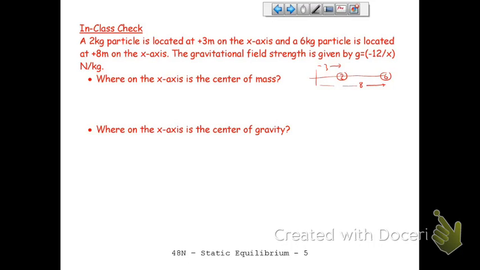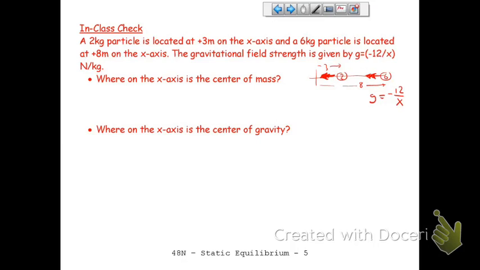So we have a 2 kilogram particle at 3, and a 6 kilogram particle at 8. And he says the gravitational field strength. Well, G is a vector. That's a big G, and that's a littler G because it's further away. We know that G is equal to -12 over x. So as x gets bigger, that fraction gets smaller. It's always negative because it points in a negative direction, but gravity gets smaller. So where on the x-axis is the centre of gravity?